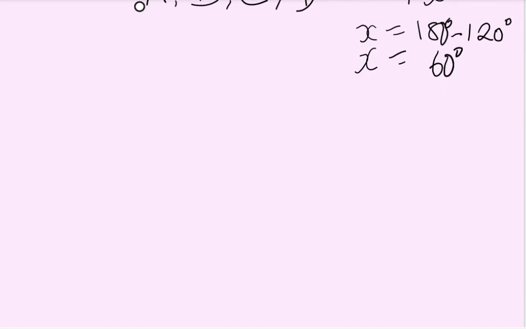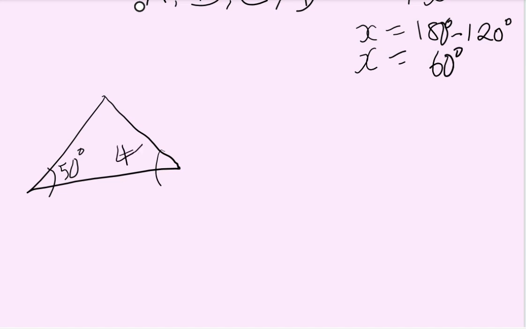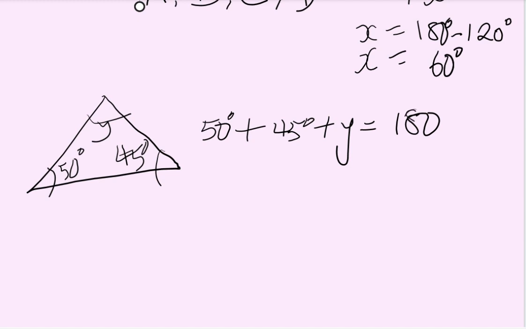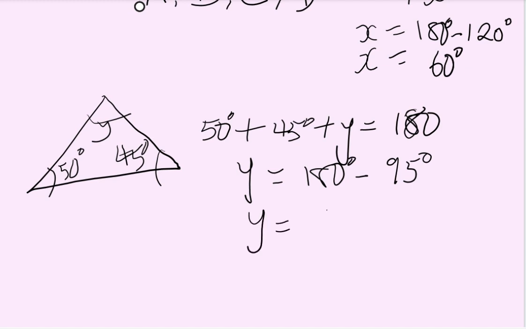Now let's look at one more example. If we have this triangle, where this angle is 50 degrees and this is, let's say, 45 degrees, and we are asked to find the third angle, y. So that's 50 degrees plus 45 degrees plus y equals 180 degrees. So y equals 180 degrees minus 95 degrees. So y equals 85 degrees. That's our unknown.